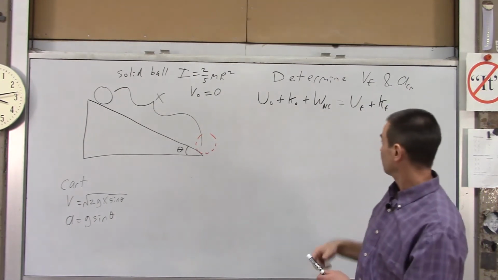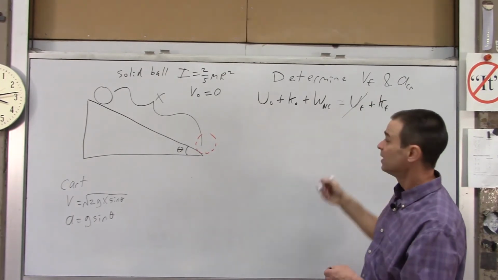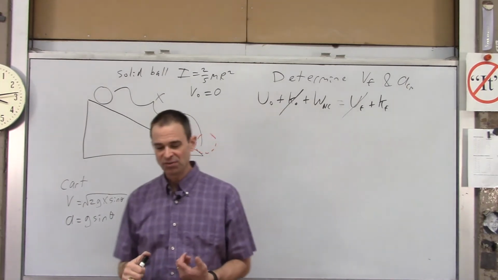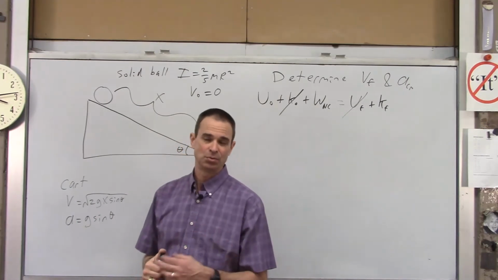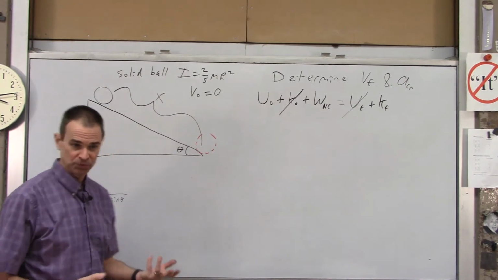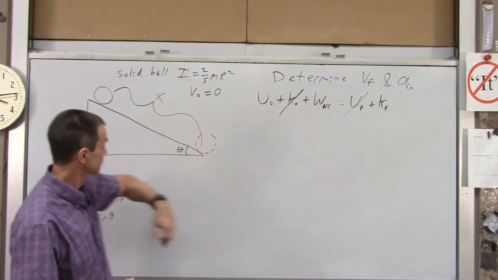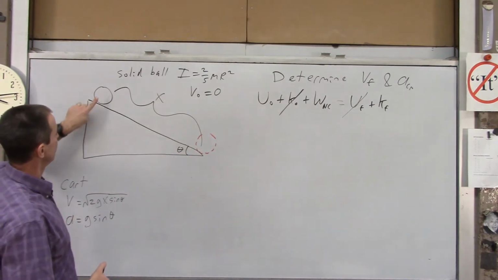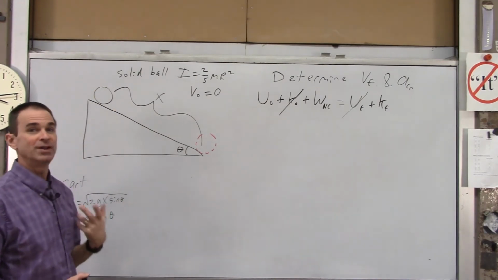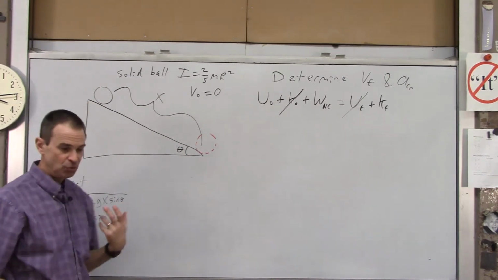Several of these are 0. For instance, at the bottom of the hill, we'll call this 0 height, so the final potential energy is 0. It starts from rest, so the initial kinetic energy is 0. Now there are non-conservative forces acting on the ball. Just as a note, there are 3 total forces acting on the ball. There's gravity, but that's a conservative force, so that's going to go in here and you don't worry about that. There is the normal force of the ramp pushing up on the ball, but that normal force doesn't do any work because it is perpendicular to the motion.